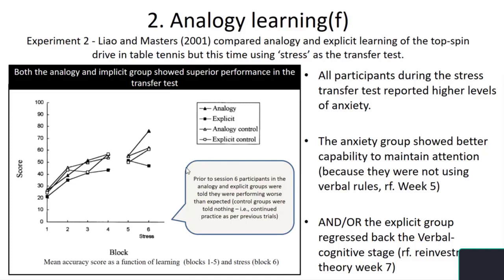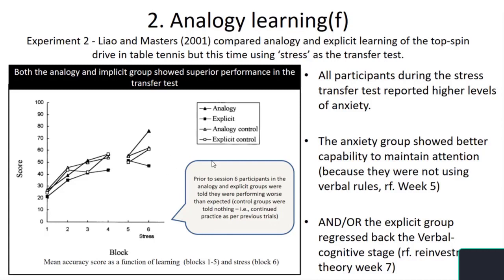And prior to the stress condition, in block 6, participants in the analogy and explicit groups were told that they were currently performing at a lower level than was expected by the researchers. So this was intended to cause some sort of performance anxiety in the participants. In the analogy control and the explicit control groups, there was no stress provided. So this just reflects more practice.